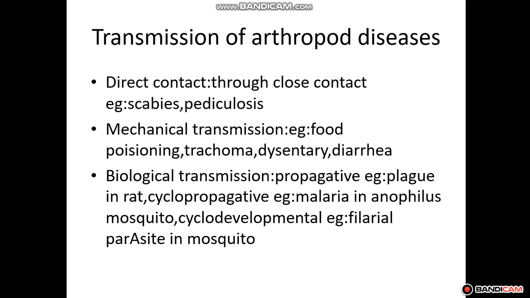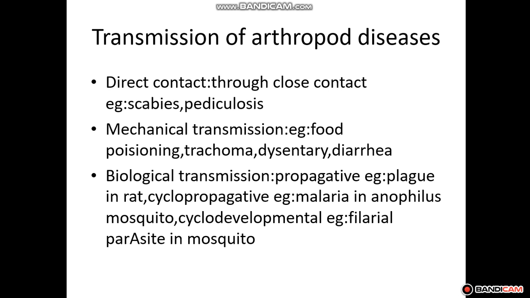Biological transmission is by propagative, for example, plague in rat; cyclopropagative, mainly malaria in Anopheles mosquitoes; and cyclodevelopmental, that is filarial parasite in mosquitoes. So in these three stages, the organisms can be transmitted.